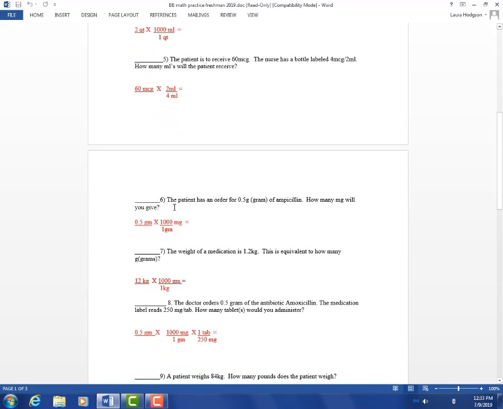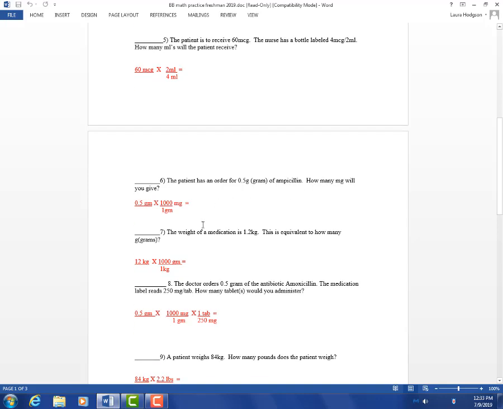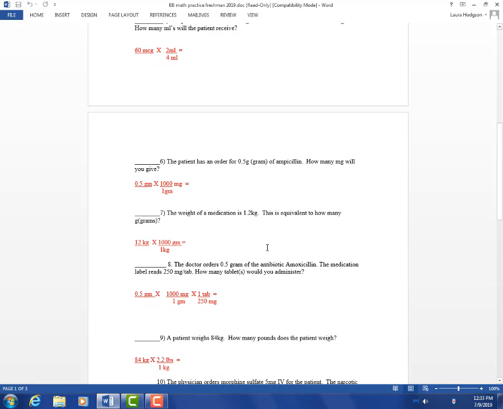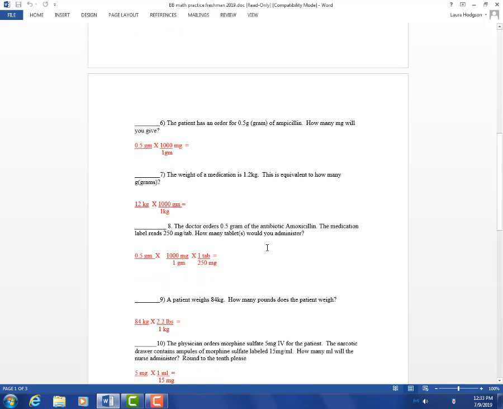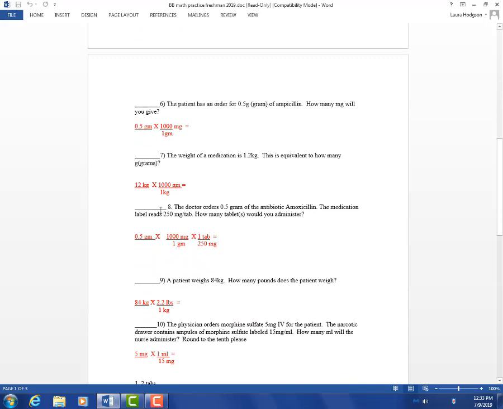Number 6, patient has an order. There's 0.5 grams of ampicillin. How many milligrams would you give? So that's how that's set up. I wanted to get down to this one here, which is number 8. The doctor has ordered 0.5 grams. The medication label reads 250 milligram tablets. How many tablets would you administer?